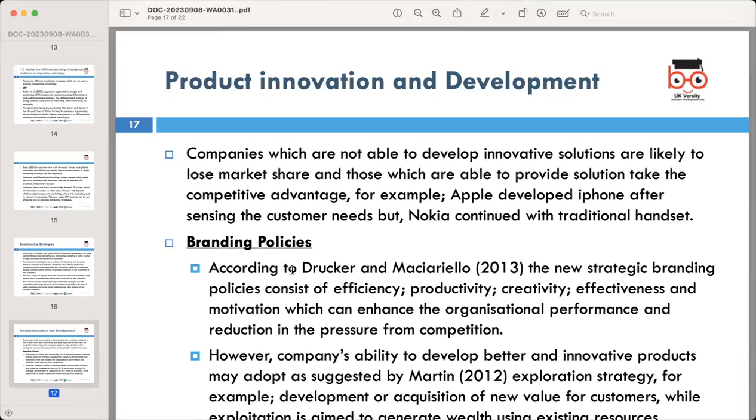Branding policies, according to Drucker and Massarellillo 2013, consist of efficiency, productivity, creativity, effectiveness, and motivation, which can enhance organizational performance and reduce the pressure from competition. Strategic branding policies emphasizing efficiency, productivity, creativity, effectiveness, and motivation can enhance performance and reduce competitive pressure. Exploration and exploitation strategies can also be used.